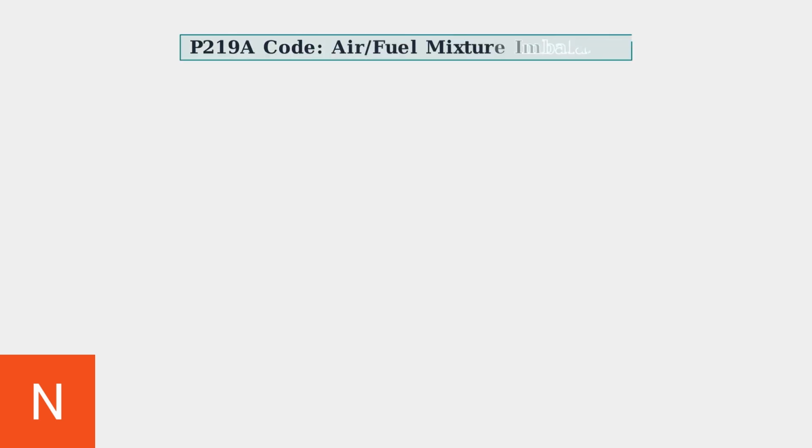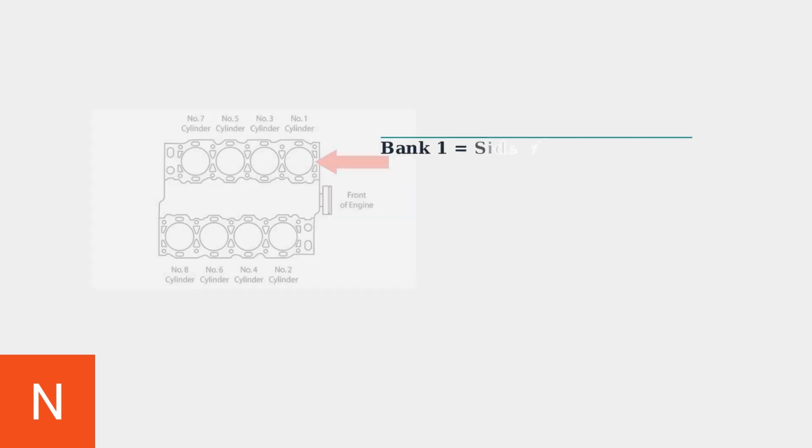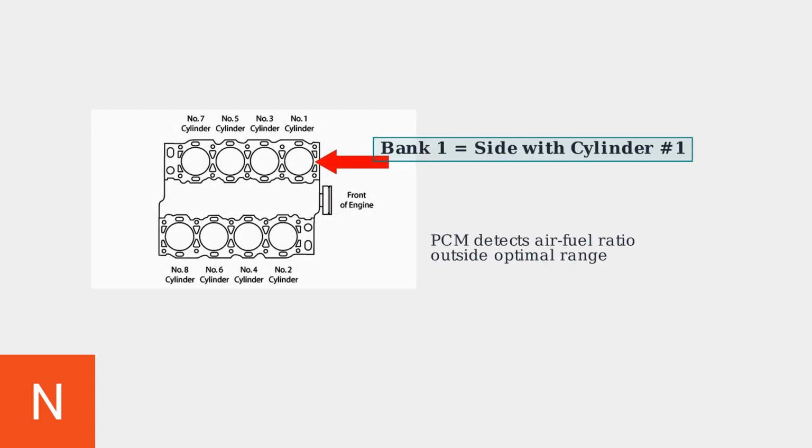The P219A diagnostic trouble code indicates an air-fuel mixture imbalance in bank 1 of your engine. This code is triggered when the powertrain control module detects that the air-fuel ratio is not within the optimal range. Bank 1 refers to the side of the engine that contains cylinder number 1. In most engines, this is clearly marked and helps technicians identify which side of the engine is experiencing the imbalance.